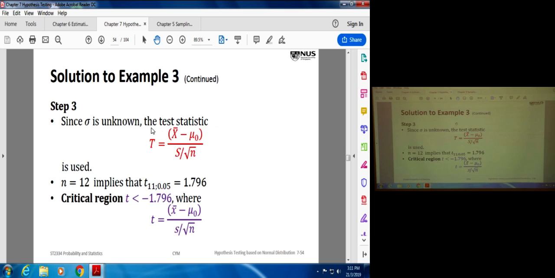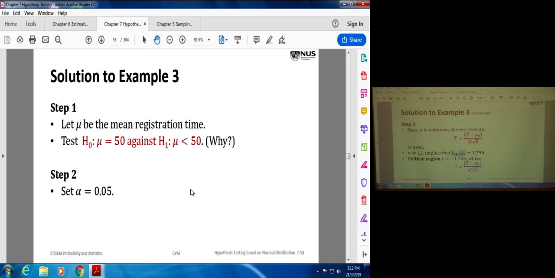Now we construct our test statistic. We know sigma is unknown. So the test statistic is x bar minus mu 0, because mu 0 is the hypothesized value of the null, over s over root n. N is 12, and we can find the critical values by looking at t on n minus 1, alpha. So n is 12, so this is 11. 0.05 is the level of significance. This is 1.796.